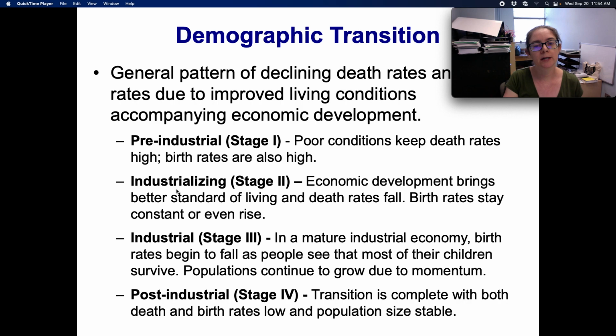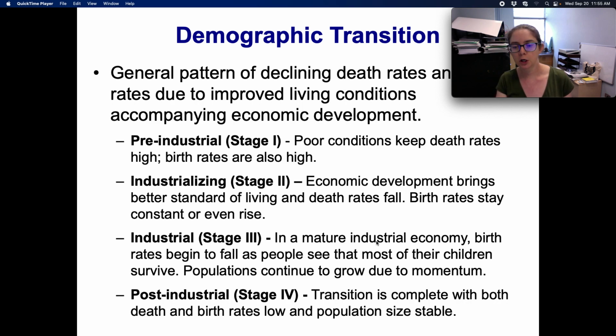Stage two is when a country starts industrializing. Economic development brings in a better standard of living and the death rates fall. In this stage, birth rates stay the same or even rise. Cultural changes take a while to come into being.